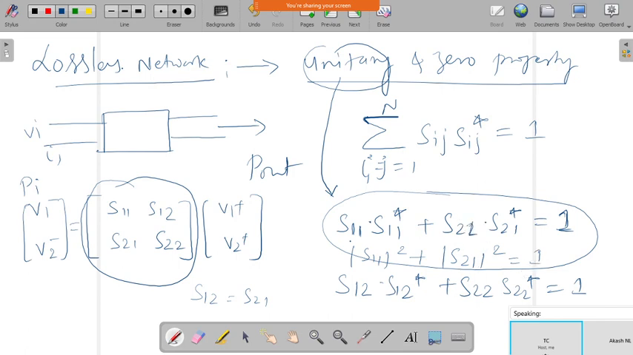So if I apply the reciprocal property, we can have S11 square plus S21 square. Taking the magnitude, we can write this, and since the network is also a reciprocal network, S21 is equal to S12.